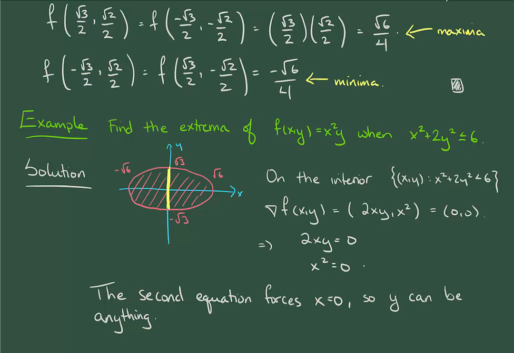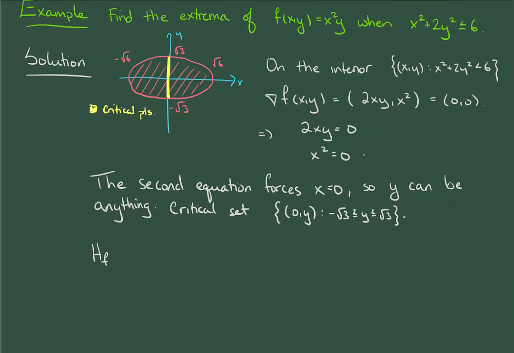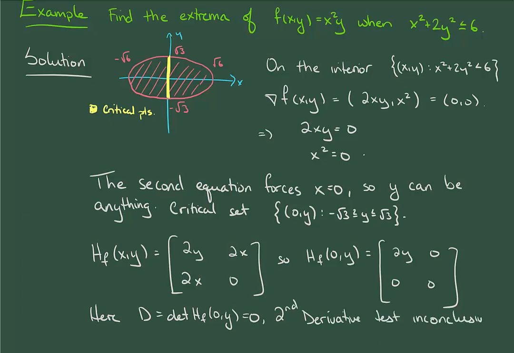Now look back at the figure here. That gives me the entire y-axis between negative root 3 and root 3. That whole thing is a critical set. So we can write that algebraically like this. And let's try to classify these critical points by computing the Hessian. So we compute it in general first. We'll get 2y, 2x, 2x, 0. And now if I plug in x equals 0 into this, we get a matrix that is mostly zeros. And if I compute the determinant, unfortunately the determinant is 0 as well, so the second derivative test is inconclusive.